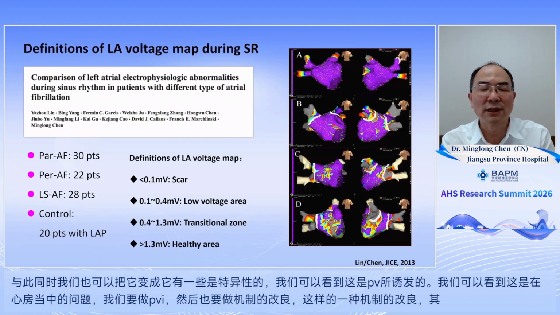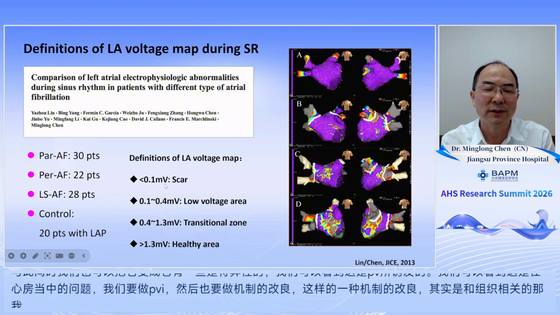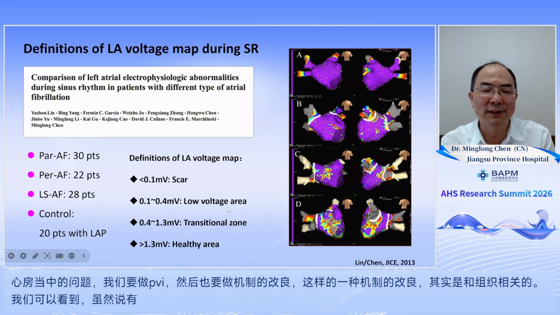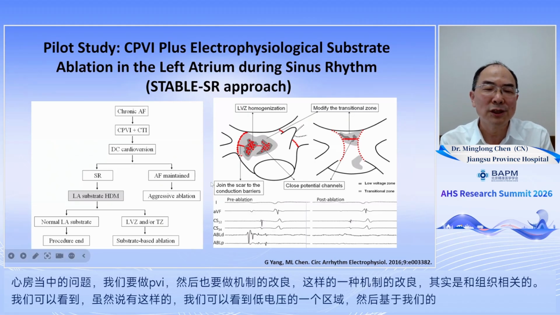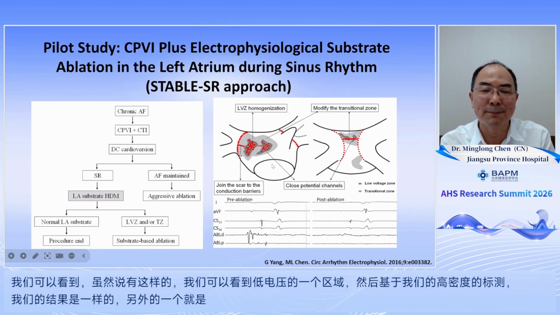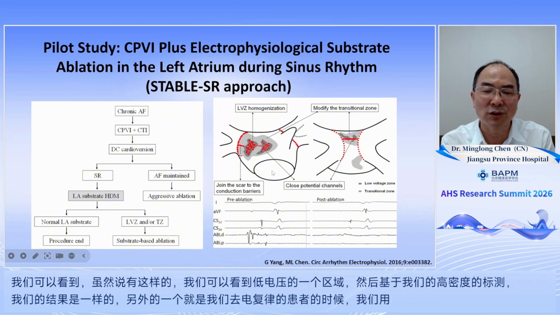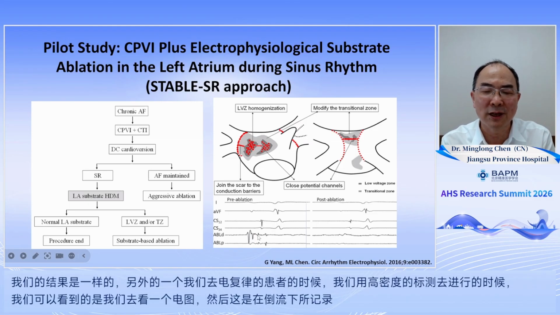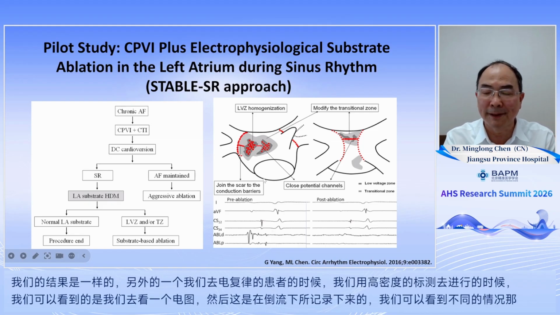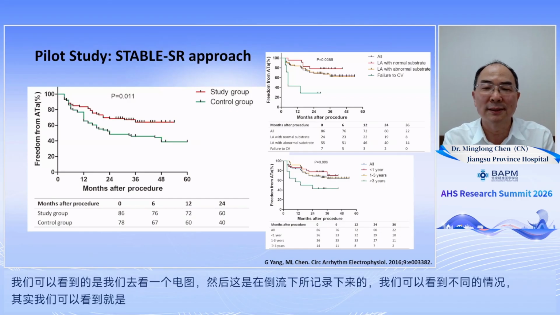But this substrate modification is based on the diseased tissue areas. So our own study defined the voltage areas. This is the dense scar, the low voltage area, the transitional area, and the healthy area, based on our high density mapping tools. Our study showed that when we cardiovert the patients into sinus rhythm and use high density mapping, we can find the scar area and the transitional area. So look at the electrogram recorded, but please bear in mind this is recorded during sinus rhythm. You can see multiple components, and this is the complex atrial electrogram.